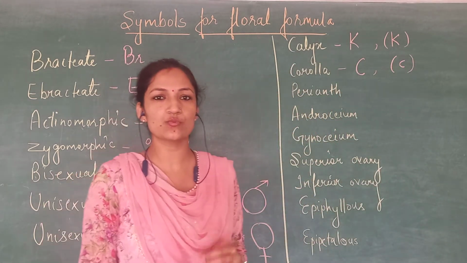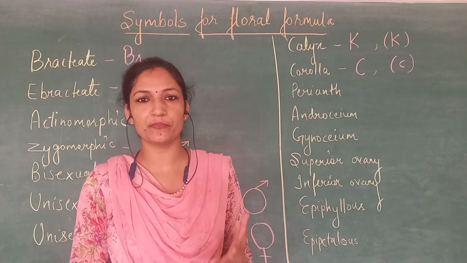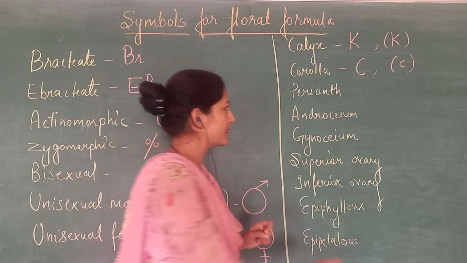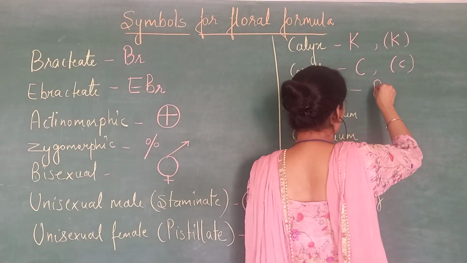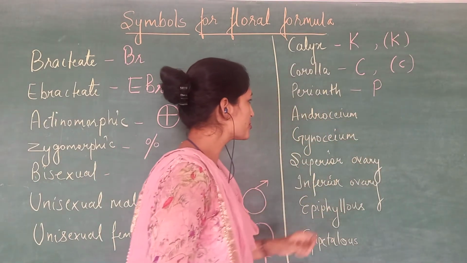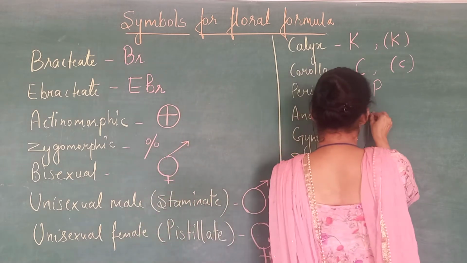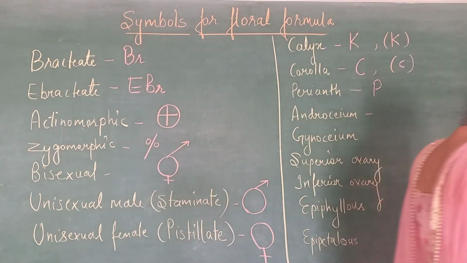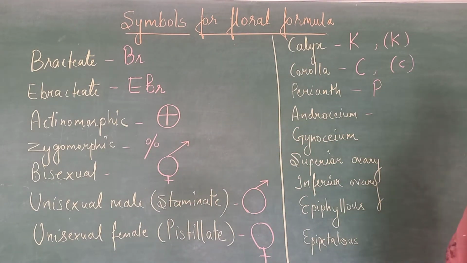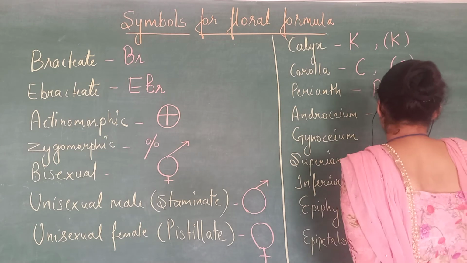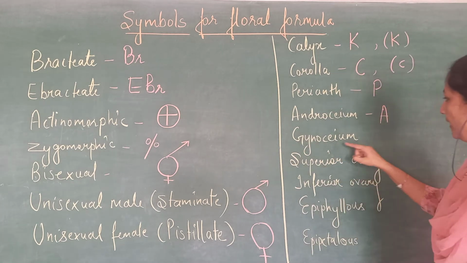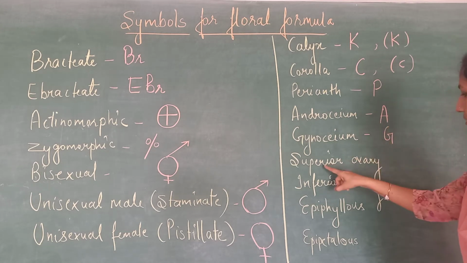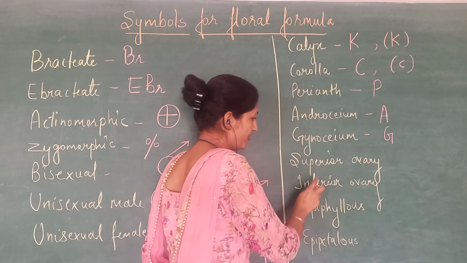Perianth. Perianth is what? When the sepals and the petals are fused, that is tepal, so the term perianth is used for that. Here it is represented by P. Androecium and gynoecium. Androecium is the male part, so it would be represented by A. Gynoecium is represented by G.